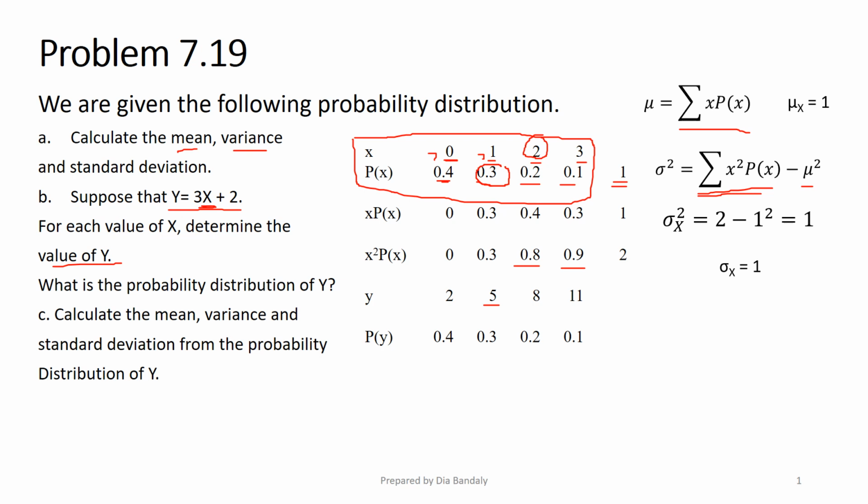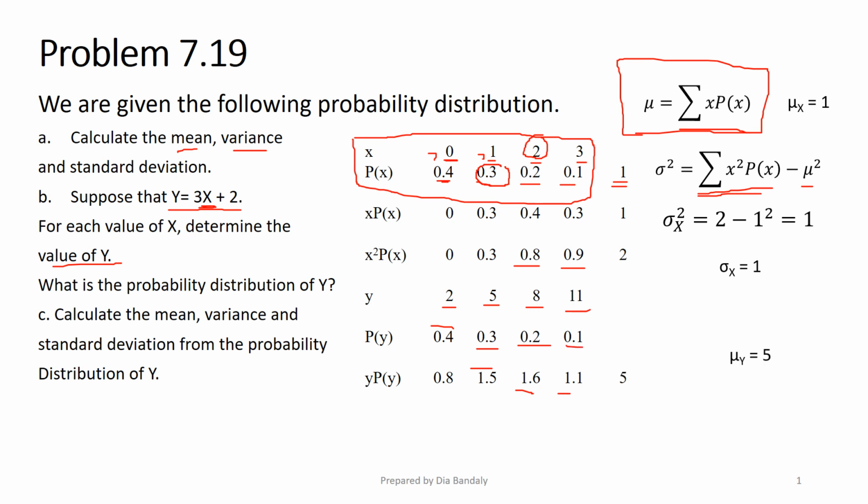All right, so the mean of y, again, I'm going to use that equation that was given on the top. Mu is the sum of x p of x, but now I have y, it's exactly the same, so it's y p of y. So I add a row here, y p of y, and I multiply every value of y by the corresponding probability, so it's 2 times 0.4, that would be 0.8, 5 times 0.3, 1.5, 8 times 0.2, 1.6, and 11 times 0.1, 1.1. Then I sum it up, and this will be my mean.